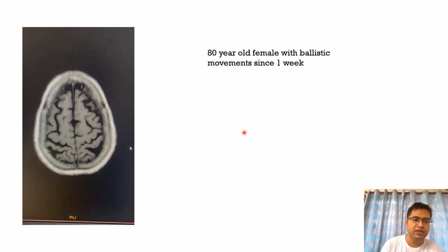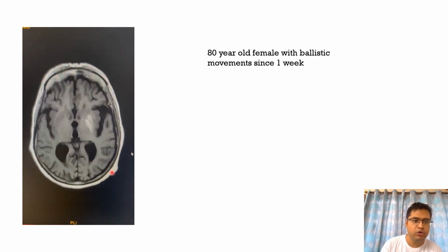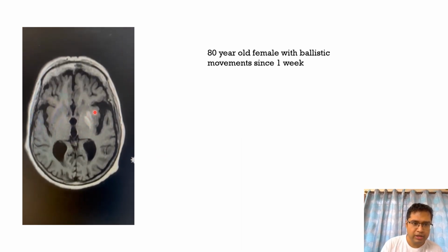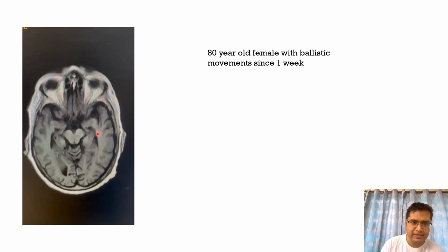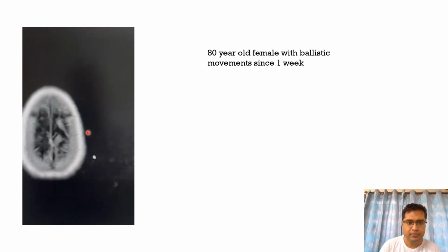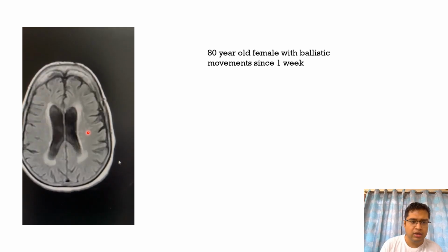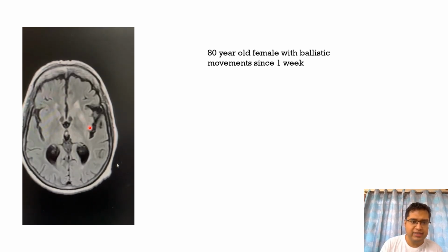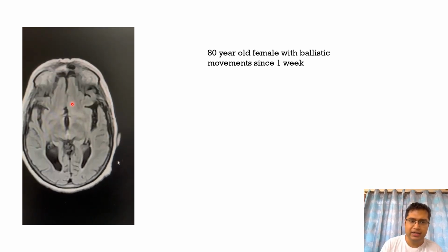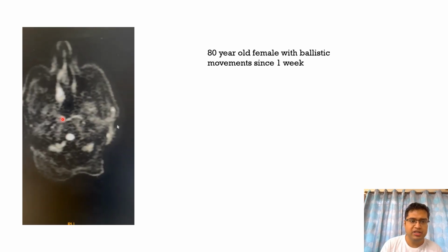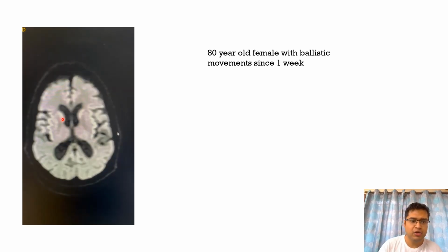These are the T1 weighted images, axial section. Generalized brain involutional changes are seen because of the age. Here we can see that there is T1 hyperintensity seen in the left basal ganglia, the lentiform nucleus. These are the FLAIR images where again we can see this hyperintensity in the left basal ganglia with some chronic ischemic changes in bilateral centrum semiovale.